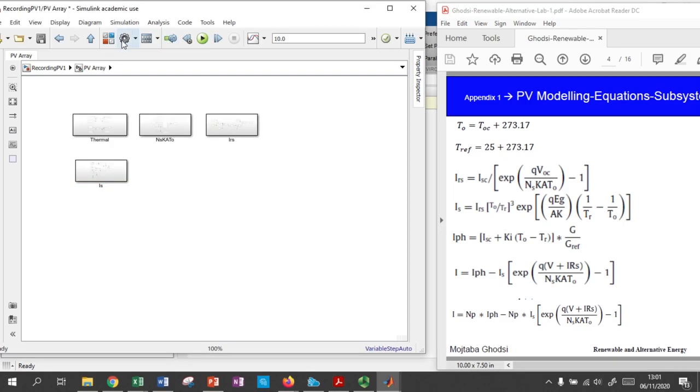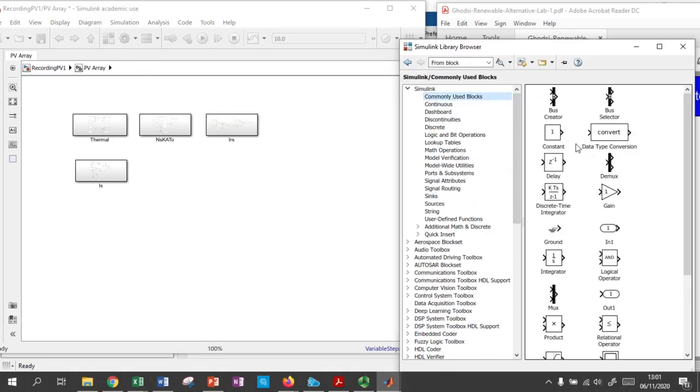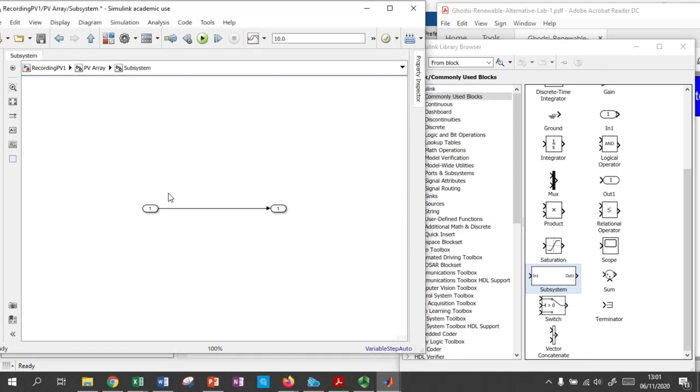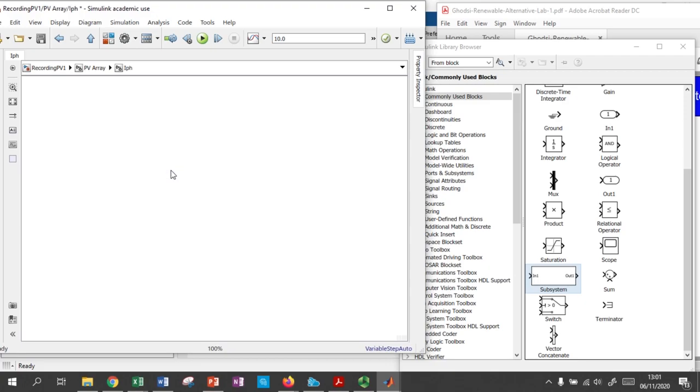Again, we make another subsystem. To make the subsystem, I should use the commonly used one. Then there is a subsystem. For this subsystem, we have one expression. I will remove this one and I will change its name. If you want to change the name, only click over this one. Then the next one is IPH. IPH is the photocurrent of the solar cell. We will go inside of this one.